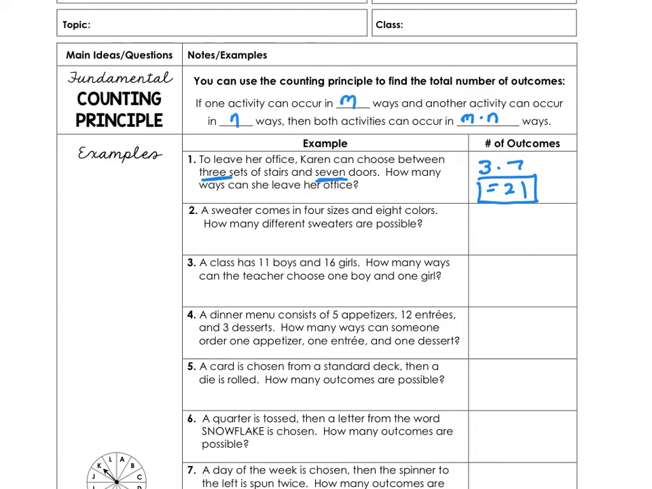Right? Is that like the easiest thing ever? Okay. A sweater comes in 4 sizes and 8 colors. So we've got 4 sizes, 8 colors. How many different sweaters are possible? 4 times 8, 32, right?